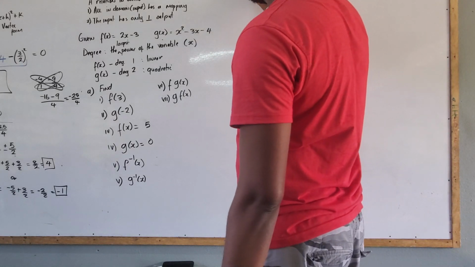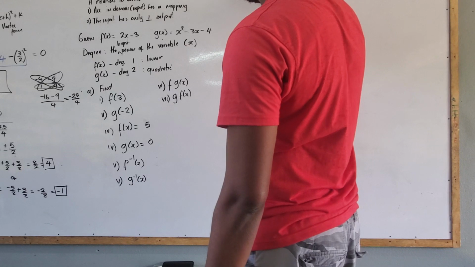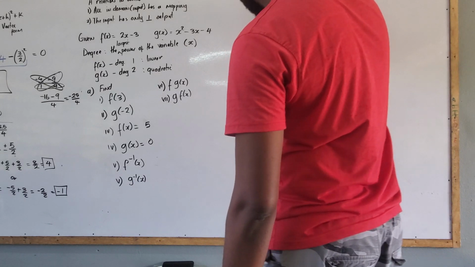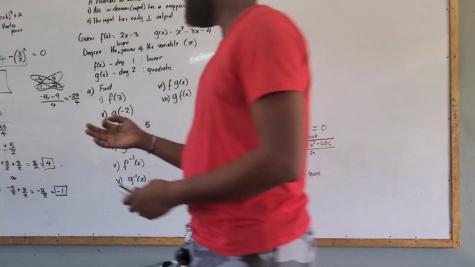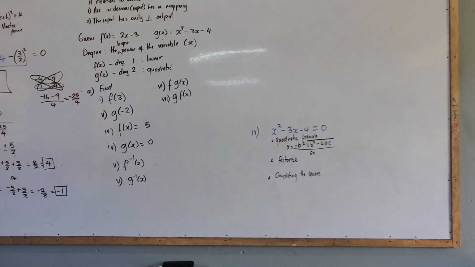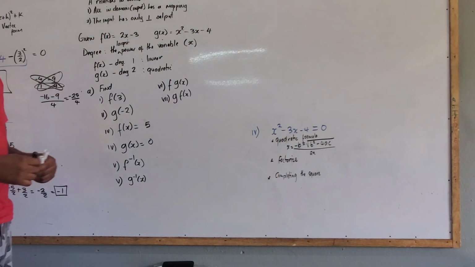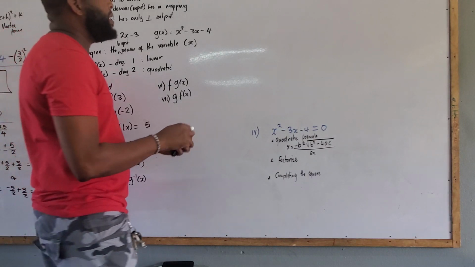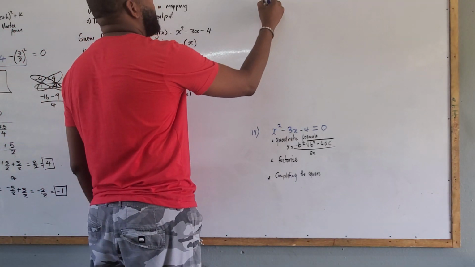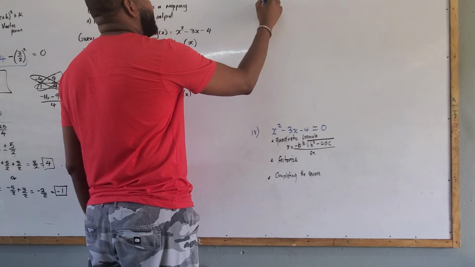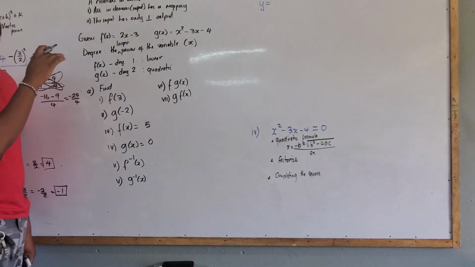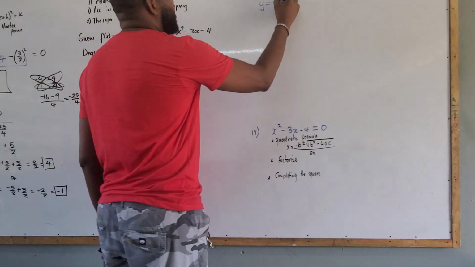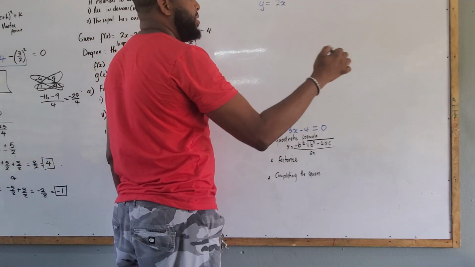Alright, so now we reach the inverse. So we'll review everything. F inverse of x is what we're trying to work with. Same 3 steps. Remember the first step? Replace f of x with y. So f of x equal to 2x minus 3 becomes y equals 2x minus 3.